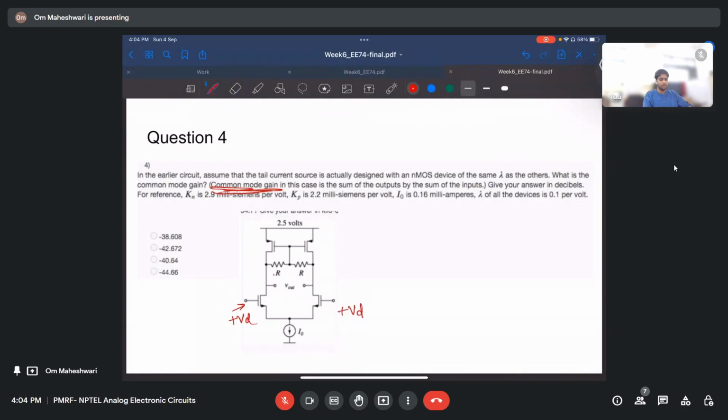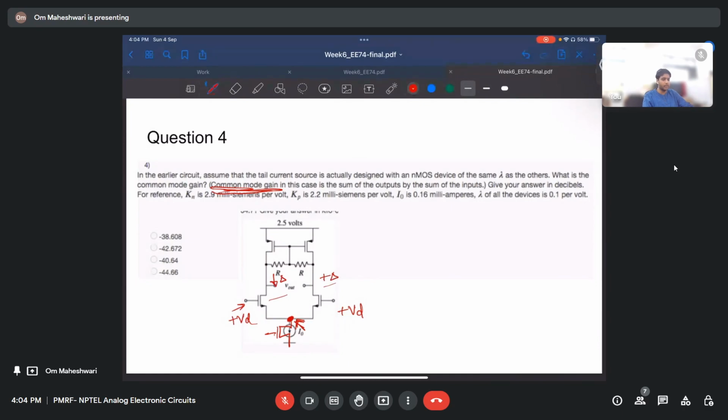Earlier, plus delta and minus delta was flowing here, but this time there will be plus delta in both. If it is an ideal current source, it would have resisted these two changes. But since there is an NMOS here, this voltage will change. It will not be ground for it anymore. So we will get some voltage gain.